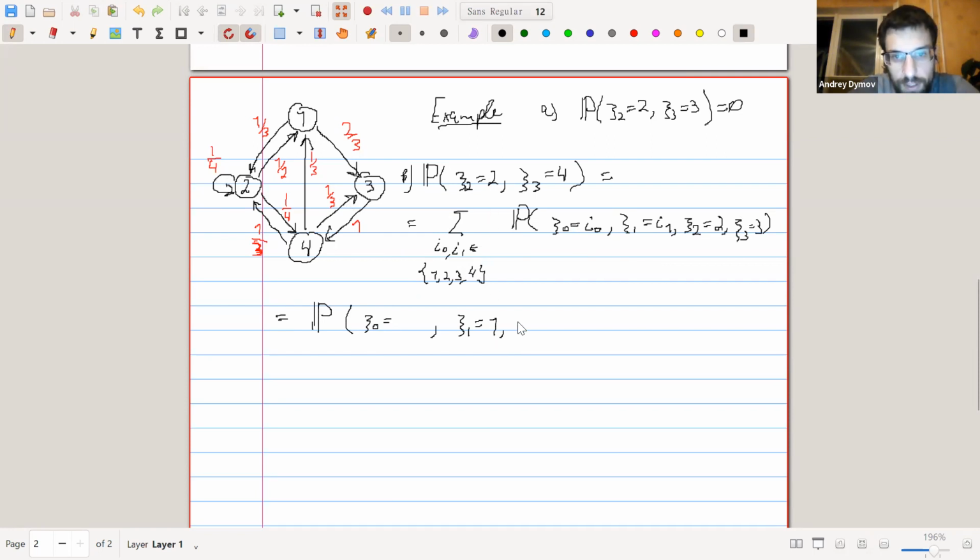Then here I assume that I'm at the position one, here at the position two, and at the moment of time three, I'm at the position four. And here I should also correct that at the moment of time three, I should be at the position four, not three, because I changed the condition. And then from where can I arrive at the position one? For example, from the position two. Right? So such probability plus probabilities of all other paths which end like this.